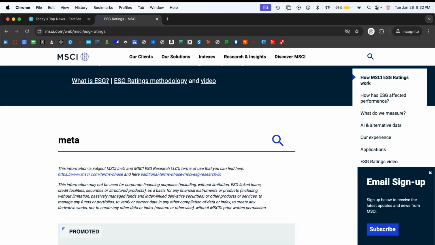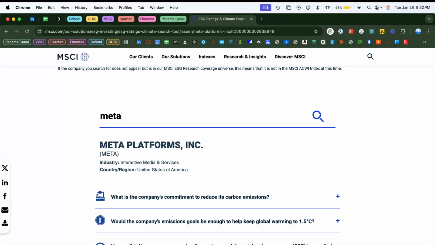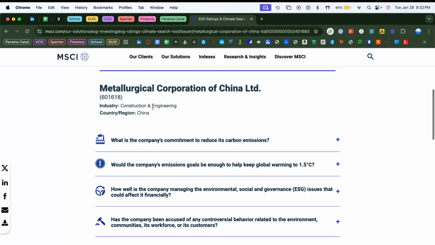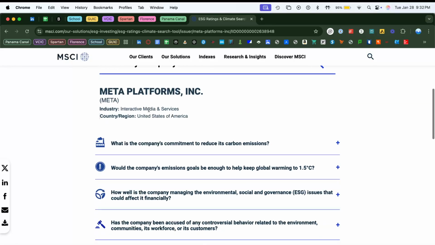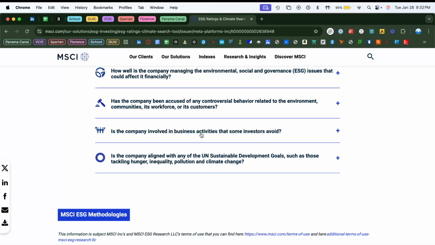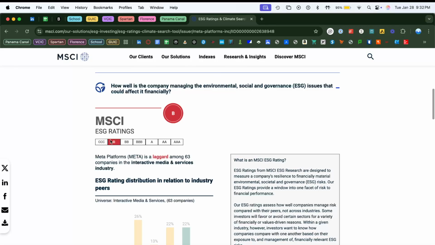There's a chance that this is not working because I'm on a private browser. So when you type it in on here, whoops, just don't use incognito for that. It'll pop up with the company, and you'll go to this tab, and you'll see that Meta is B, which means we cannot currently pitch it.